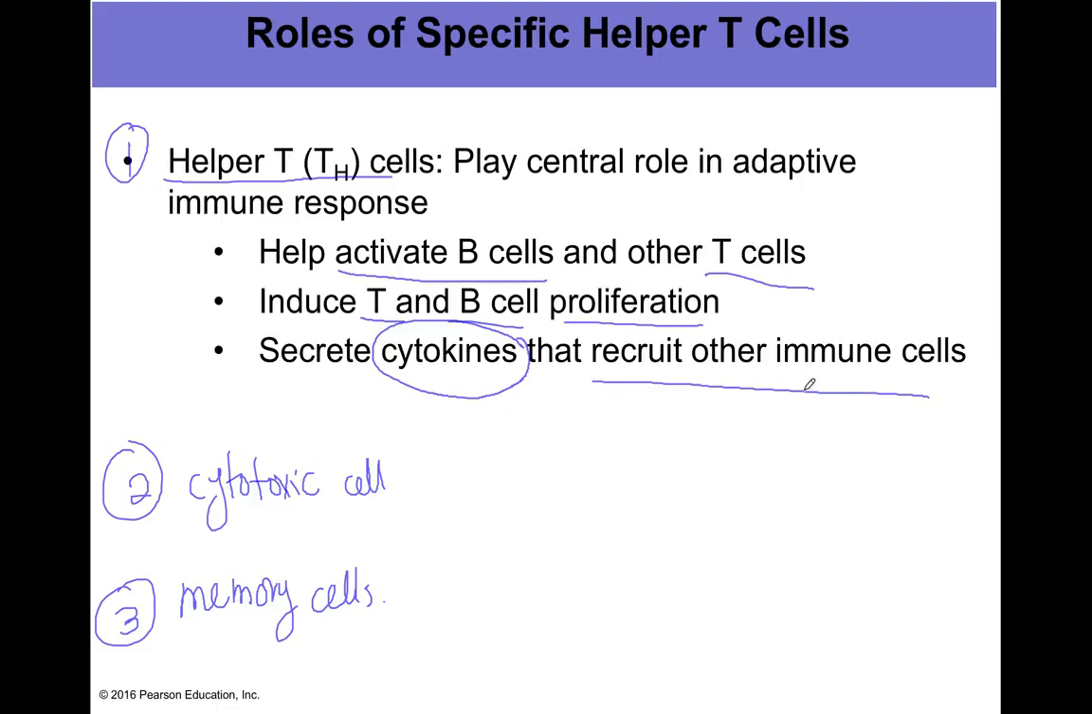So look at the vocabulary, guys. T helper cells, which means they are going to help the process along. They don't necessarily do the work, they help. They assist the process to go along.